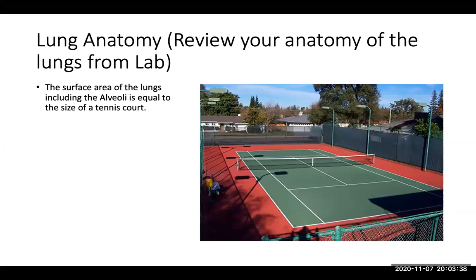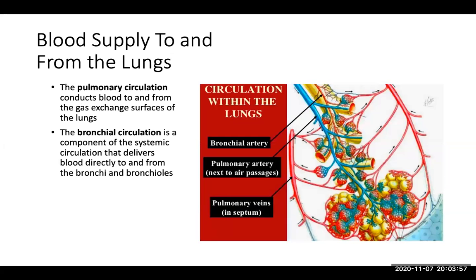Lung anatomy. So again, this is just a reminder, the surface area of the lungs, including the alveoli, is equal to about the size of a tennis court, which is really incredible to think about. But spend a lot of time, especially in this section, to review a lot of the anatomy from your lab portion to make sure you understand all that. Blood supply to and from the lungs, a reminder that the pulmonary circulation conducts blood to and from the gas exchange surfaces of the lungs, and the bronchial circulation is a component of the systemic circulation that delivers blood directly to and from the bronchi and the bronchioles.